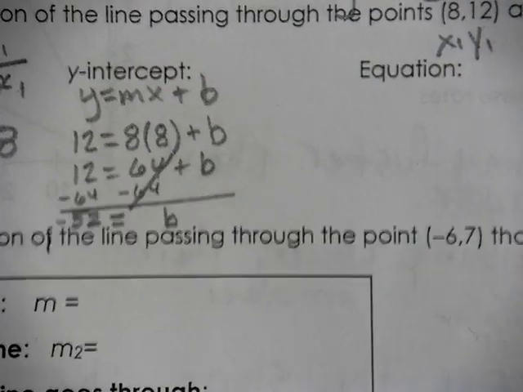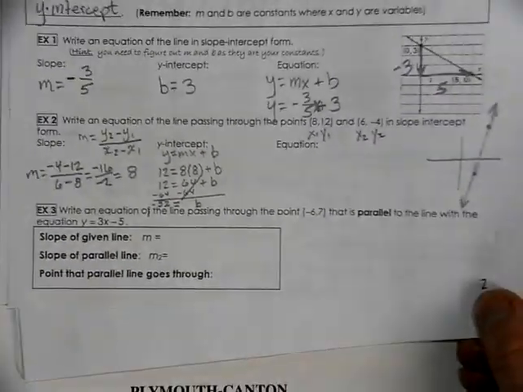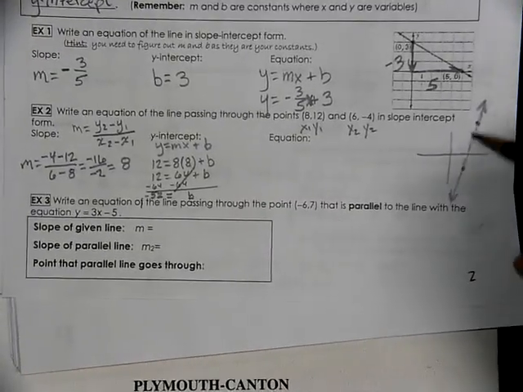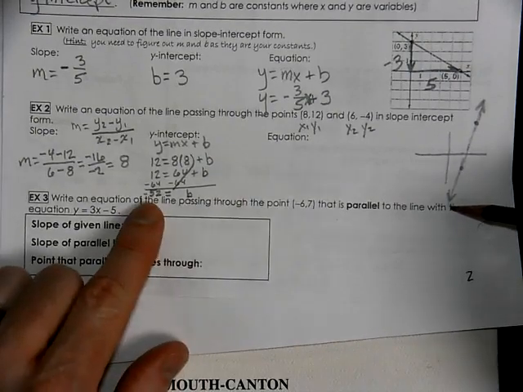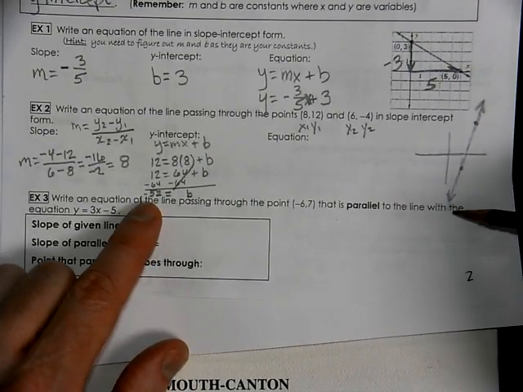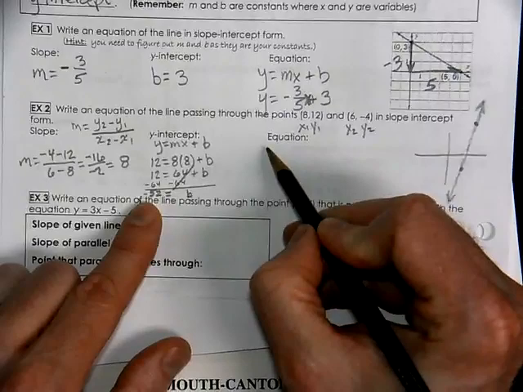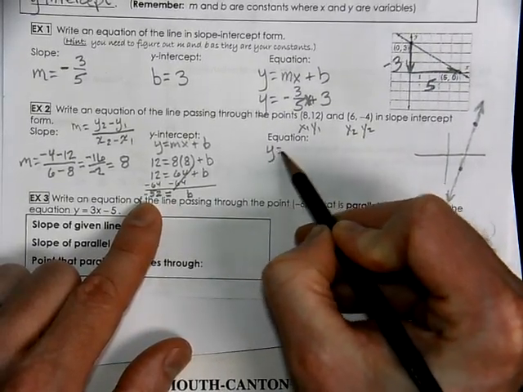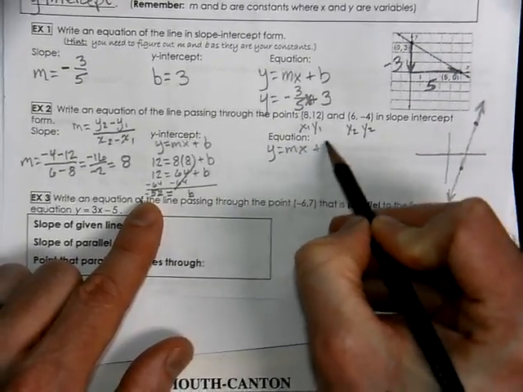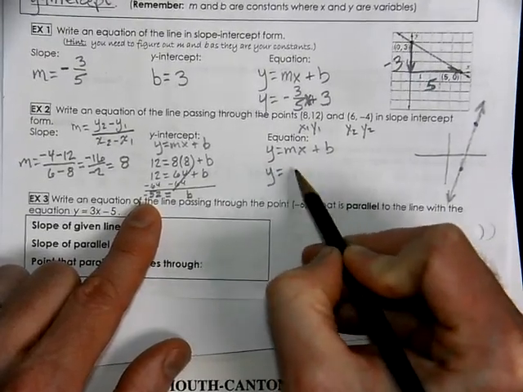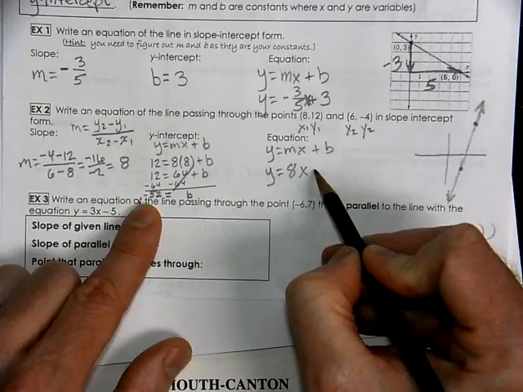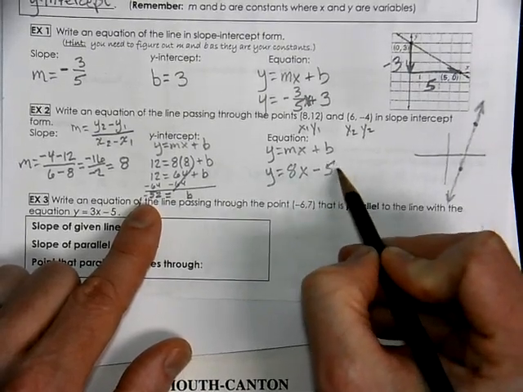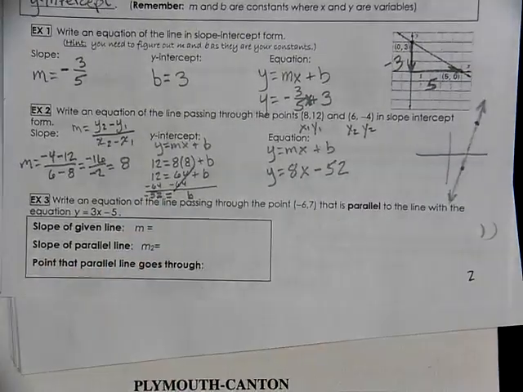We calculated our slope. We even drew a little graph to give us an idea, and we figured out that it was going to be pretty far down there, which negative 52 would fall off the edge of most graphs. So y equals mx plus b. Our slope we calculated was 8, and our y-intercept we calculated was a negative 52.